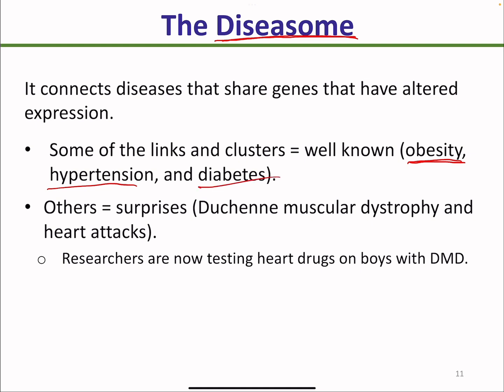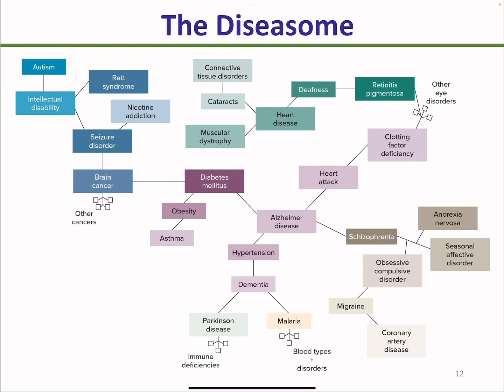Now, others have been rather surprising. For instance, in the case of heart attack and in the case of the Duchenne muscular dystrophy, which is a wasting disease, right? So now researchers are able to test heart drugs based on the diseasome in people with heart attack. Also, they are designing drugs based on the diseasome in Duchenne muscular dystrophy, right? So here are some examples of diseasomes.